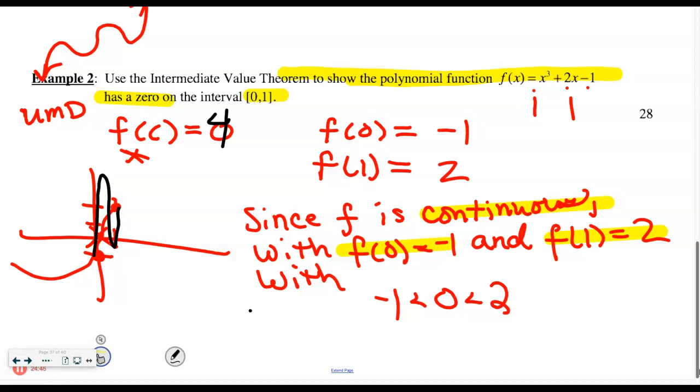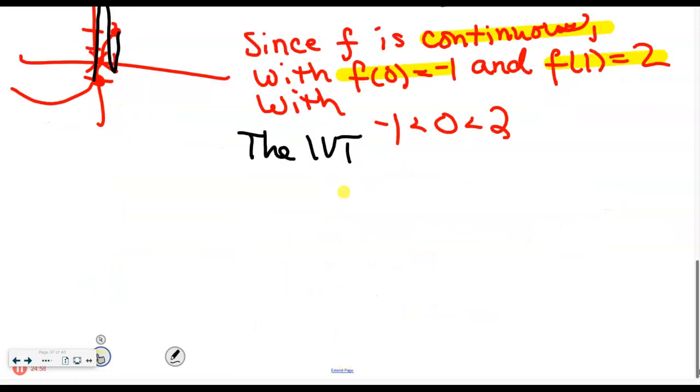All right, the IVT, you should always state, you're only going to have 2 of them. There's another one called the MVT. But what does the IVT do? Guarantees exactly what we said. Guarantees at least one.